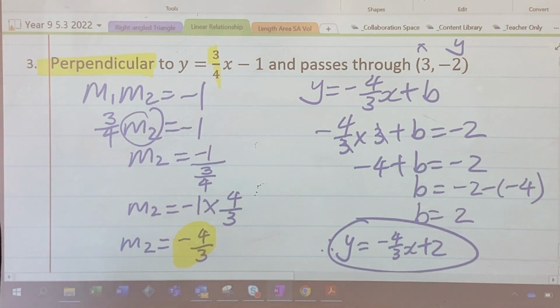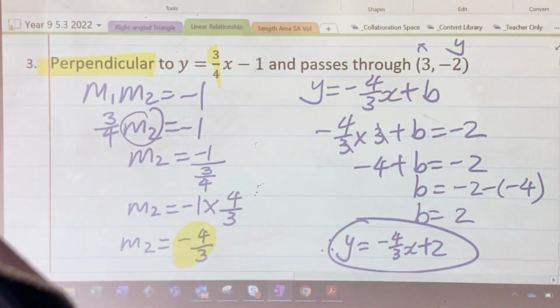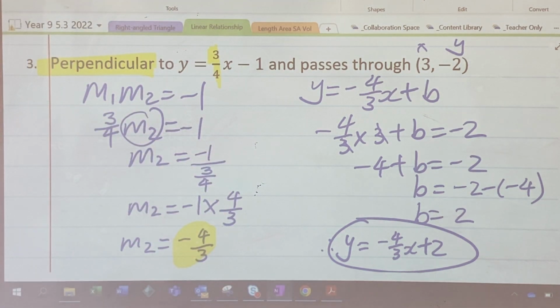Then you completely finish. What the? Oh, I get it.